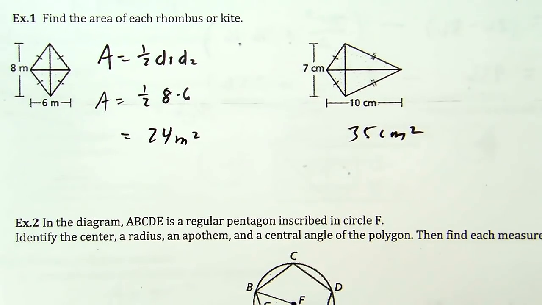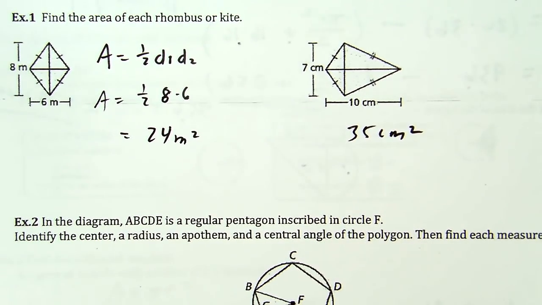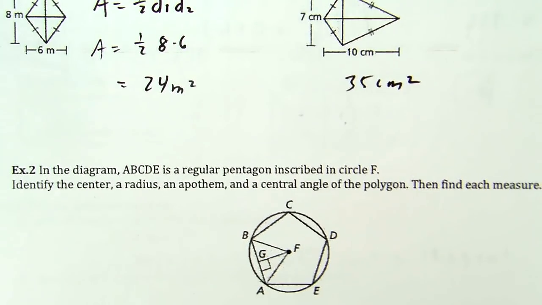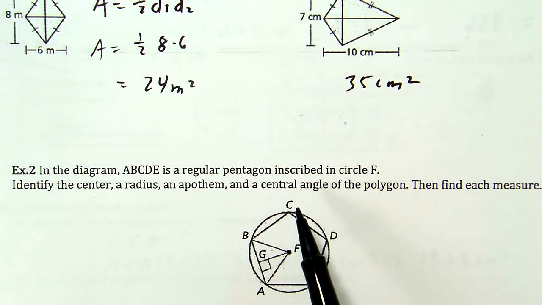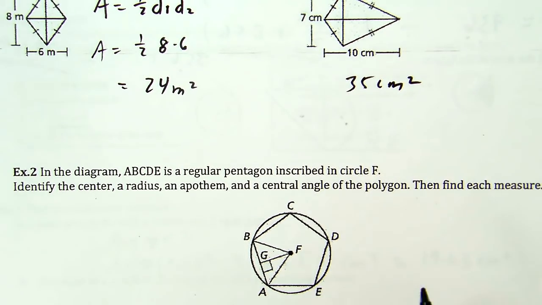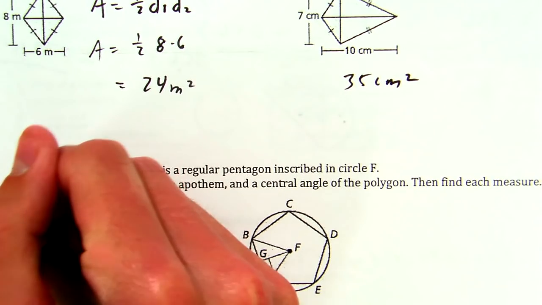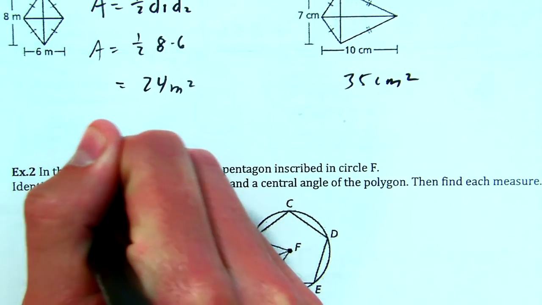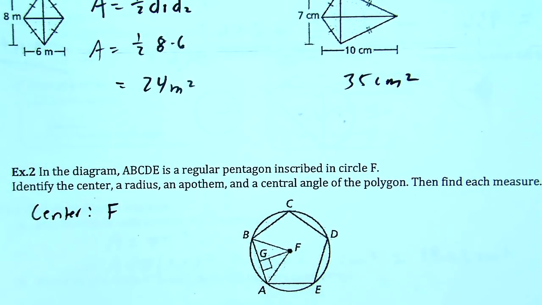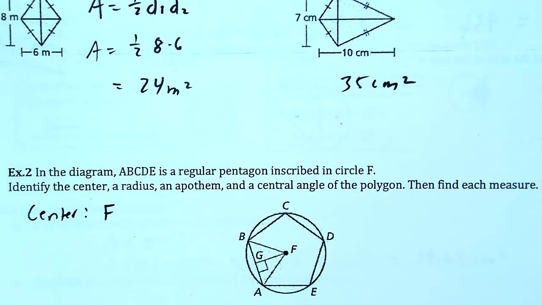Okay. In this diagram, A, B, C, D, E is a regular pentagon inscribed in a circle. That's just fancy for, if it's inscribed, what that means is that each of the points touches the circle exactly once. So the circle goes around it, and it hits at all of these vertices. So identify the center. The center of everything, the center is F. That's smack dab in the center of both the circle and the pentagon because it's inscribed in the circle.